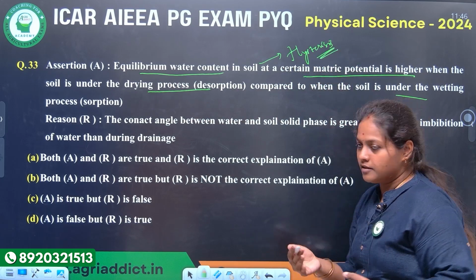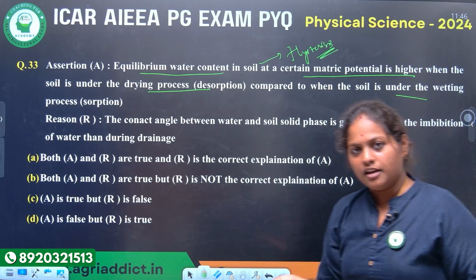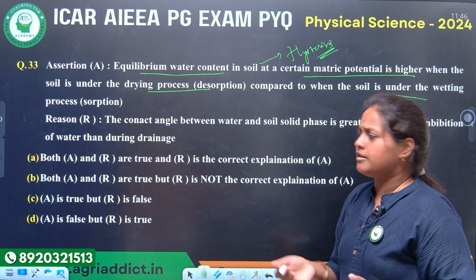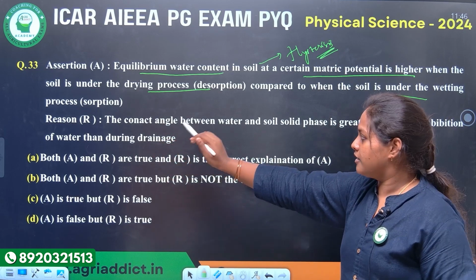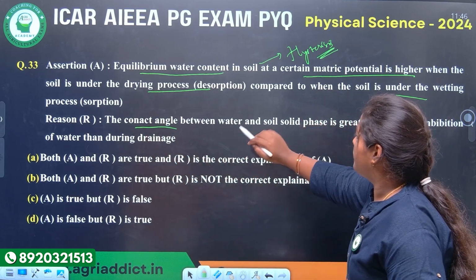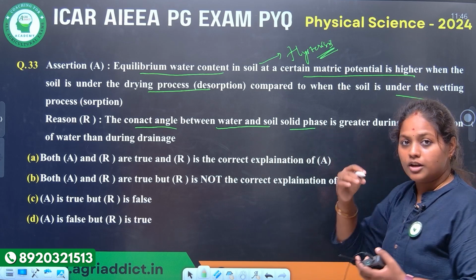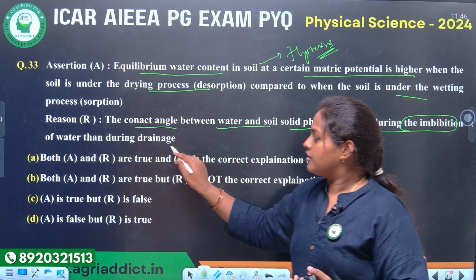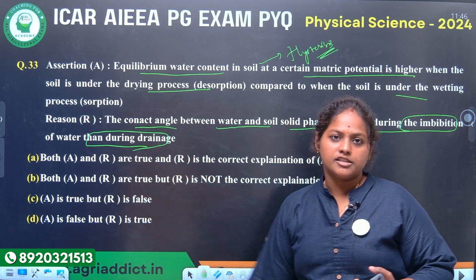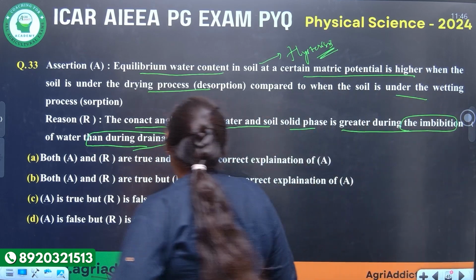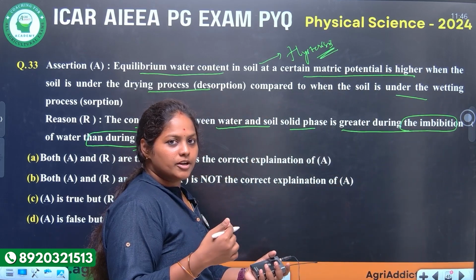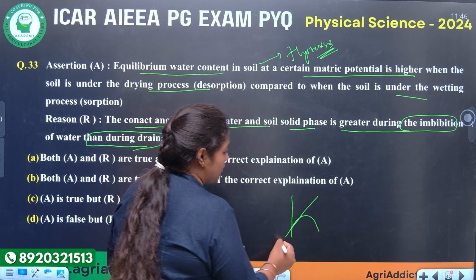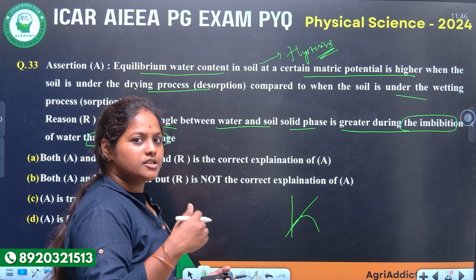In hysteresis, the water content at drying is more than the water content at wetting. This is due to different factors. One is given as a reason here, that is, the contact angle between water and soil solid phase is greater during the imbibition of water than during the drainage. What does it mean? What is contact angle? It is the angle between water and any surface on which the water is getting concentrated.